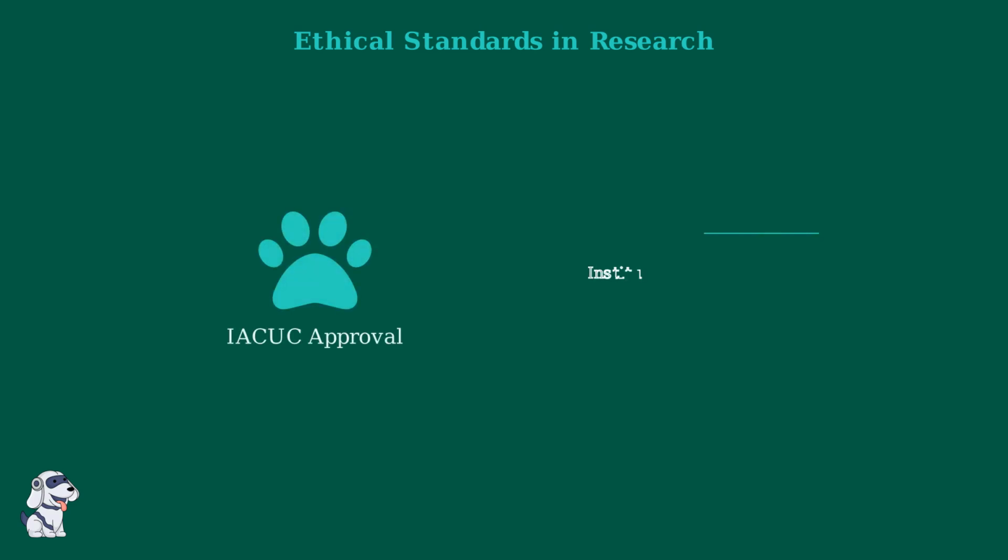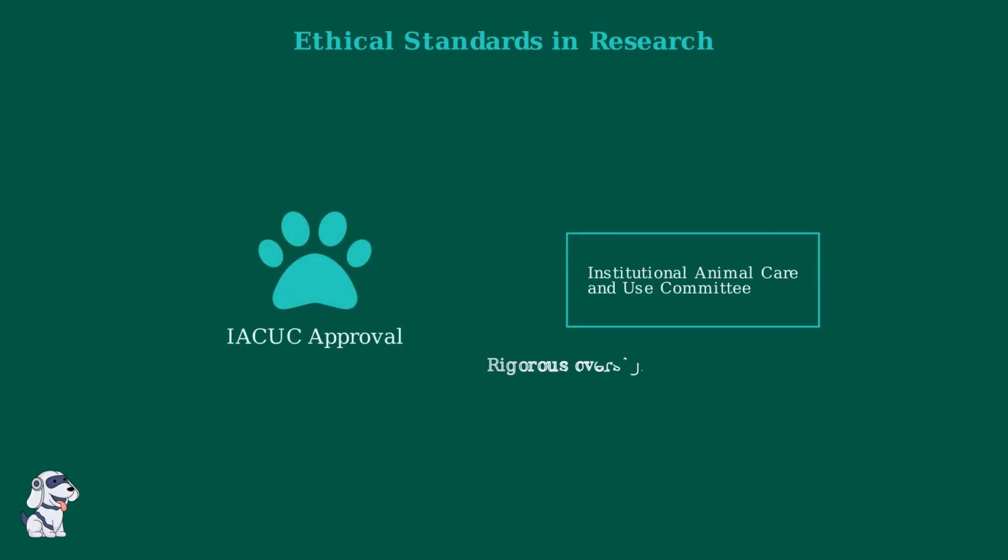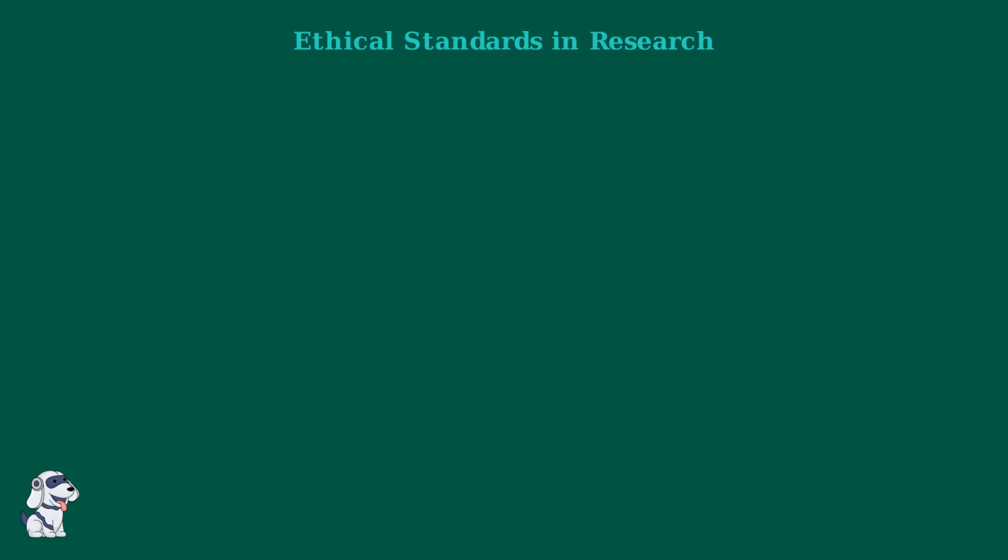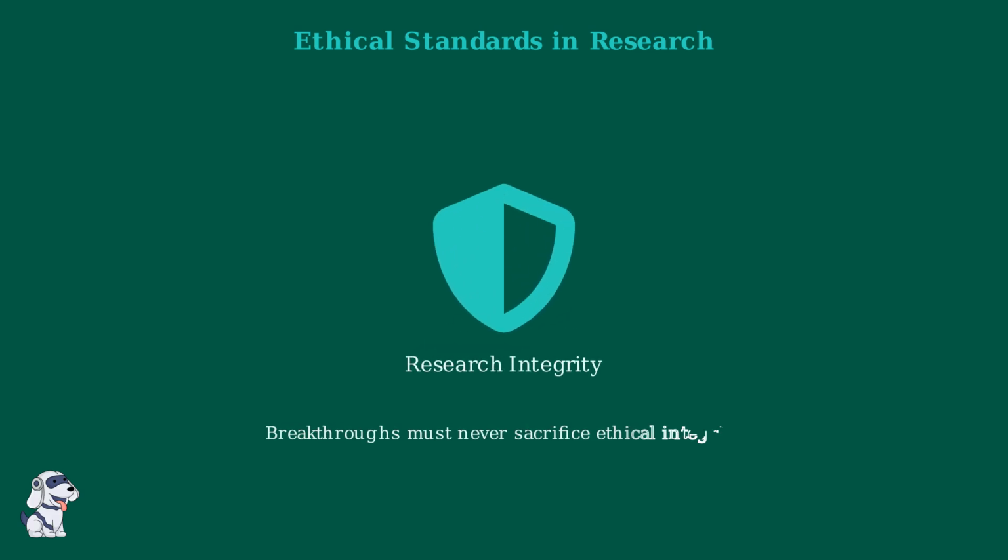Animal research is guided by the IACUC, or Institutional Animal Care and Use Committee. This body reviews all protocols to minimize pain and ensure research animals are treated humanely throughout the study. Scientific breakthroughs are only meaningful when conducted with the highest ethical standards. Maintaining honesty and accountability ensures that human rights and welfare remain the priority in every experiment.